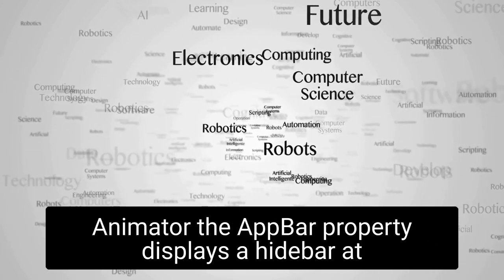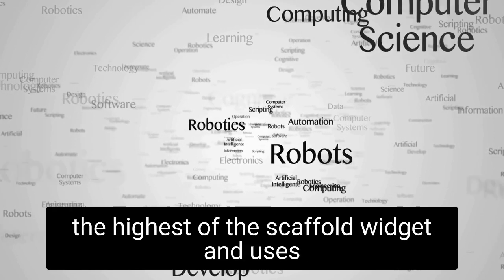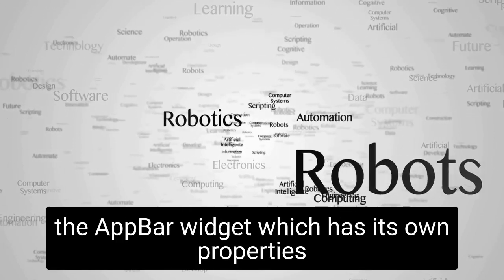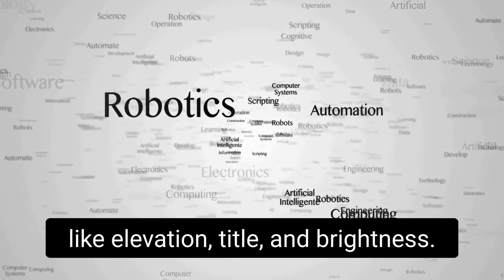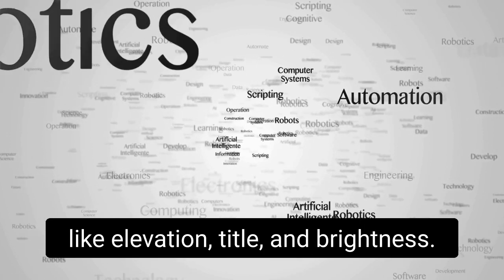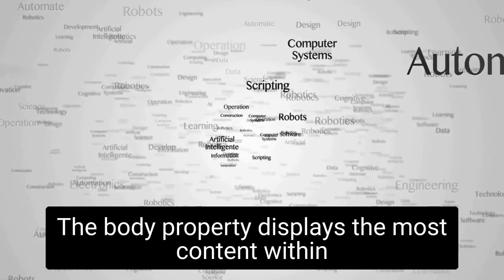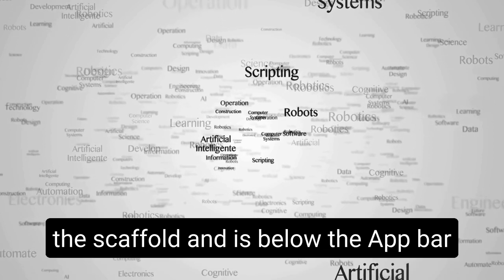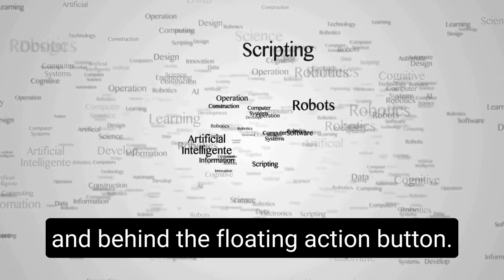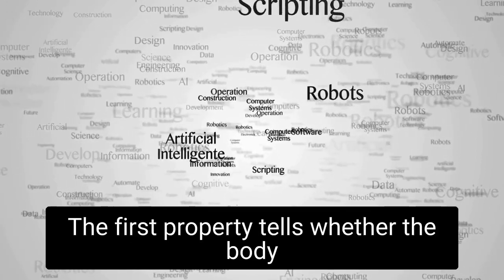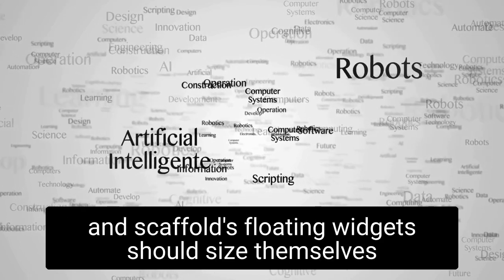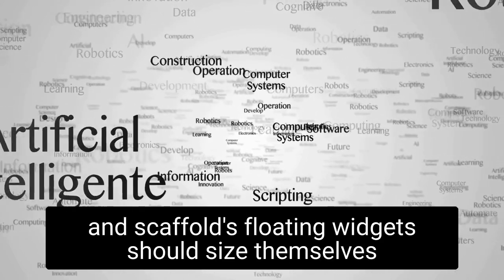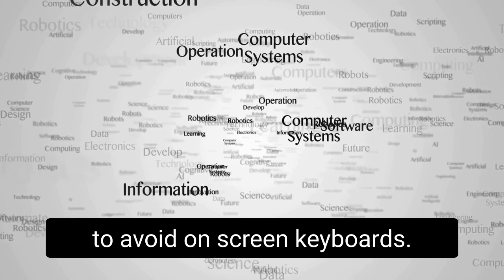The AppBar property displays a top bar at the top of the Scaffold widget and uses the AppBar widget, which has its own properties like elevation, title, and brightness. The body property displays the main content in the Scaffold and is below the AppBar and behind the floating action button. The primary property tells whether the body and Scaffold's floating widgets should size themselves to avoid on-screen keyboards.